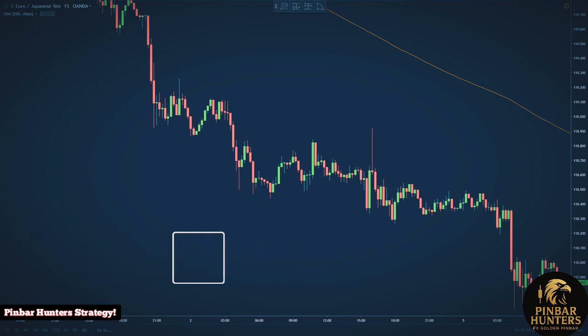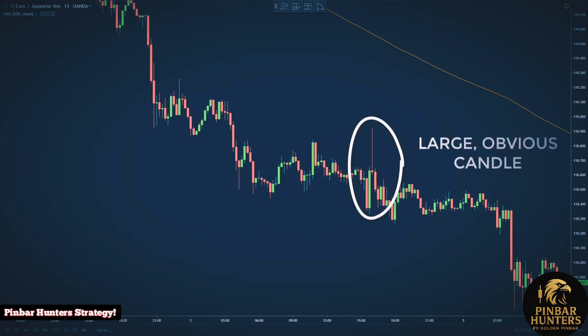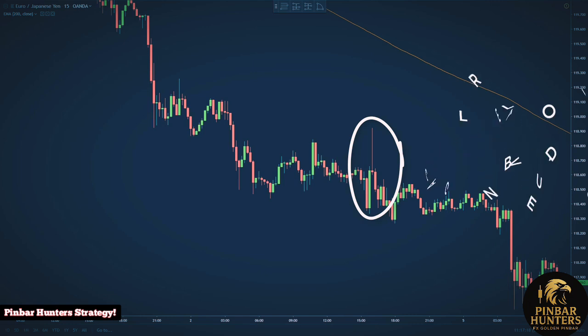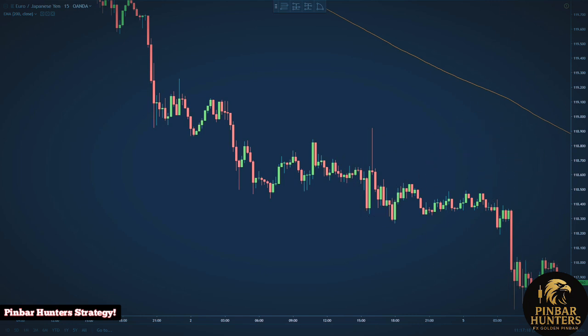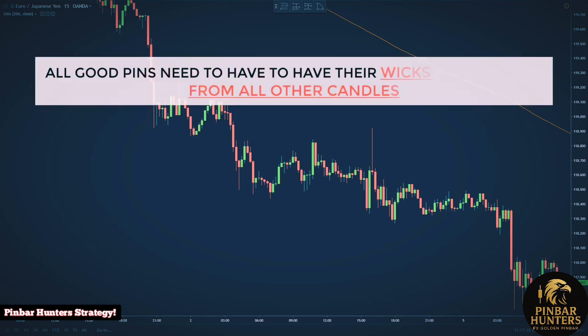The best pin bars are large and obvious candles that, as soon as you flick over to your charts, you'll notice them. These are the pin bars that stick out and are practically screaming at you to trade them. All good pin bars need to have their wicks sticking out from all candles, and if they don't, then they don't fit the basic criteria I've talked about.